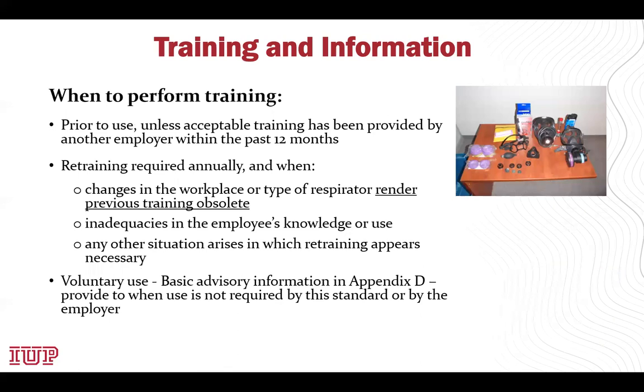Training must be provided prior to use, unless acceptable training has been provided by another employer within the past 12 months. Retraining is required annually, and when changes in the workplace or type of respirator render previous training obsolete, there are inadequacies in the employee's knowledge or use, or any other situation arises in which retraining appears necessary. Voluntary use. The basic advisory information in Appendix D must be provided to employees who wear a respirator when it is not required by the standard or by the employer.